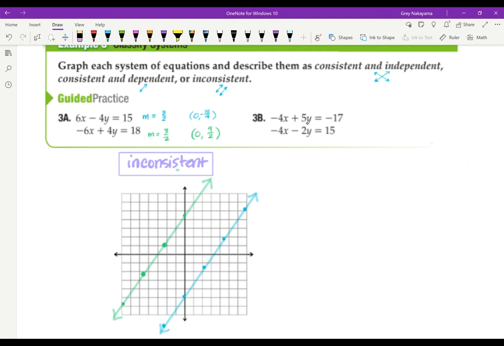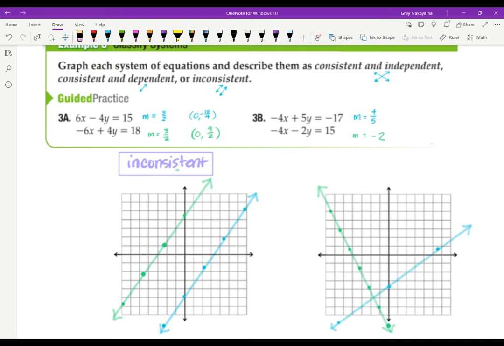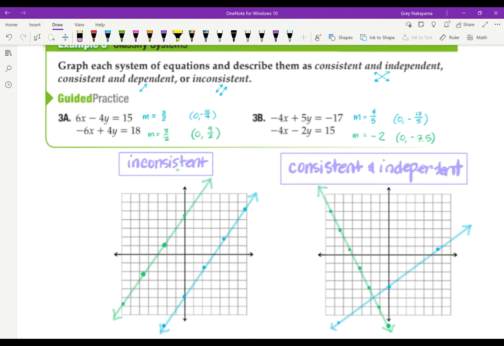Same thing, negative a over b, and that's going to give me 4/5. Negative a over b here is going to give me negative 2. Well, clearly they don't have the same slope, so these two are going to intersect, and when you graph them, you of course can put your y-intercepts in there, but since they intersect and have one point, we call these two consistent and independent. And I don't know what happened there, but there we go.